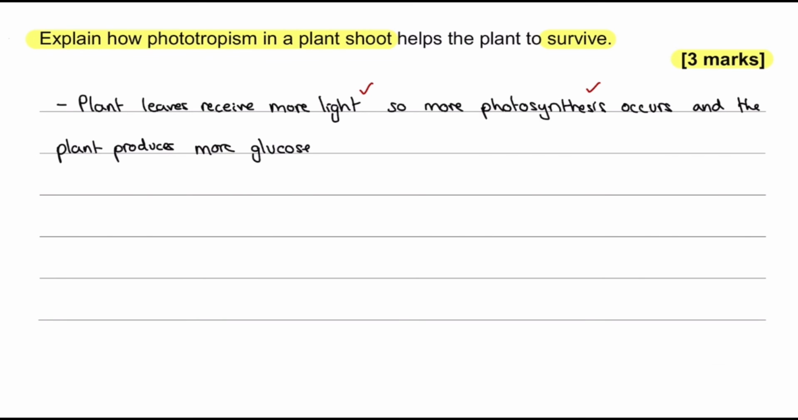And for that last mark, there are a couple of alternatives to glucose that the mark scheme will allow. Glucose is the monomer, however you can talk about the polymers, starch, carbohydrates and other organic materials.